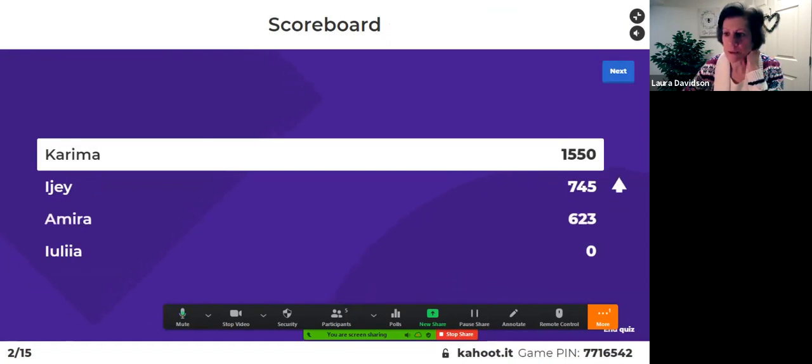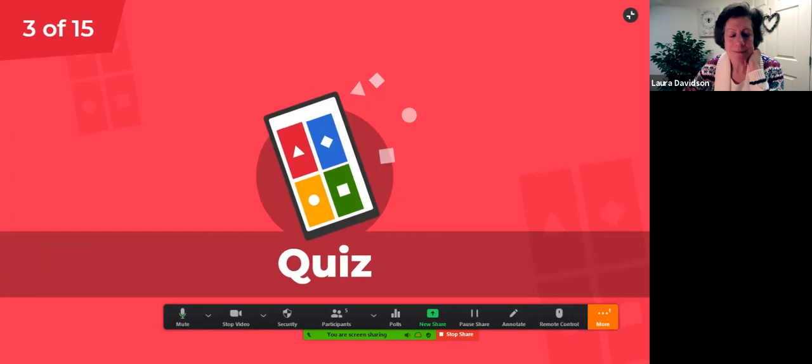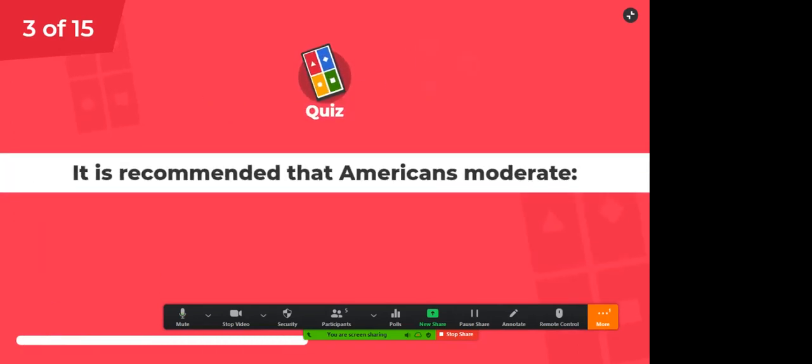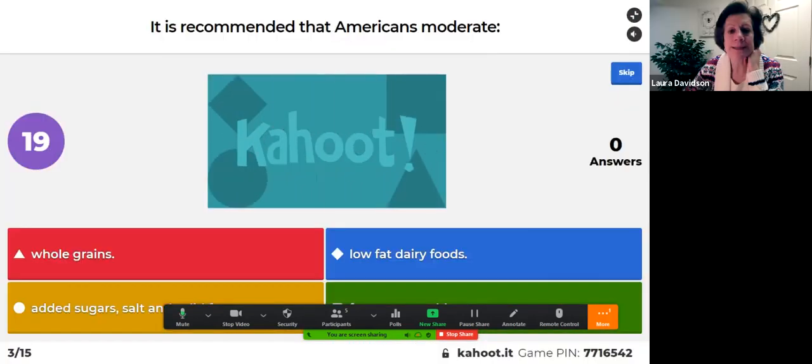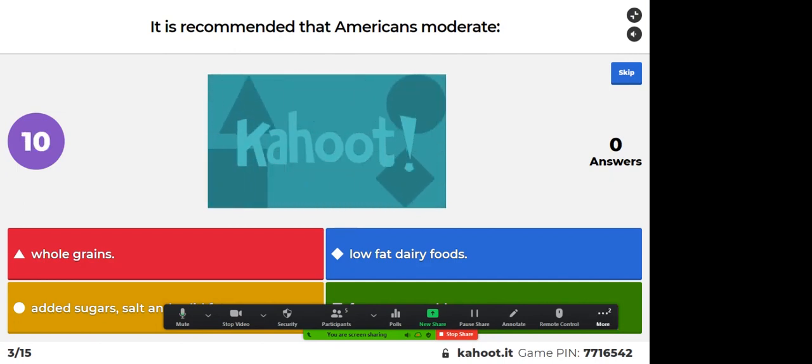Oh, we had a little bit of switching around here. It is recommended that Americans moderate. So you need to know what moderate means. Yeah, this thing is covering the green. What is written on the green? I can't see what is there.